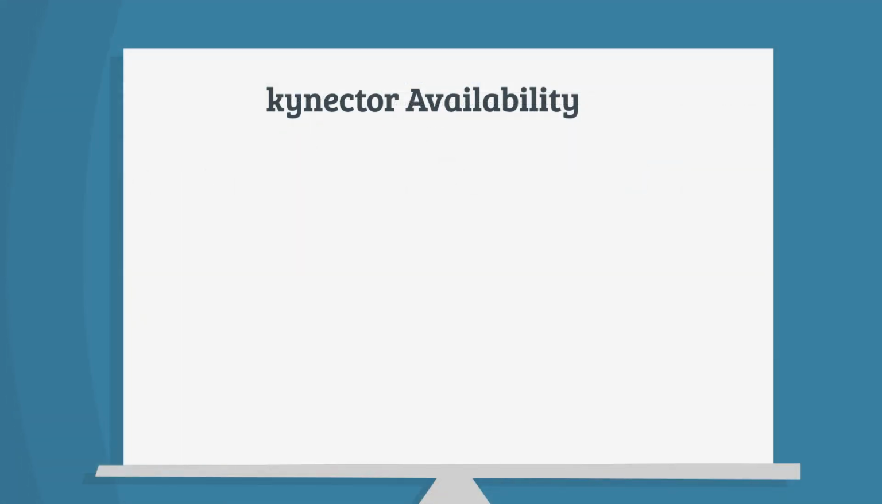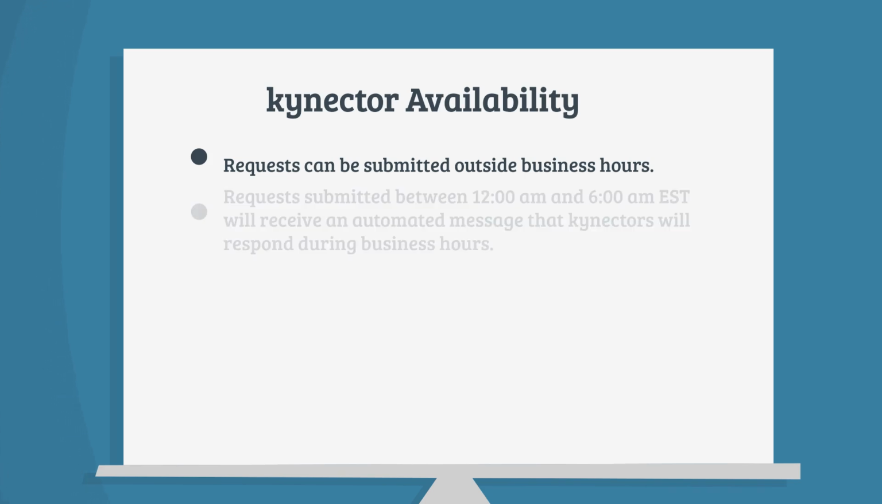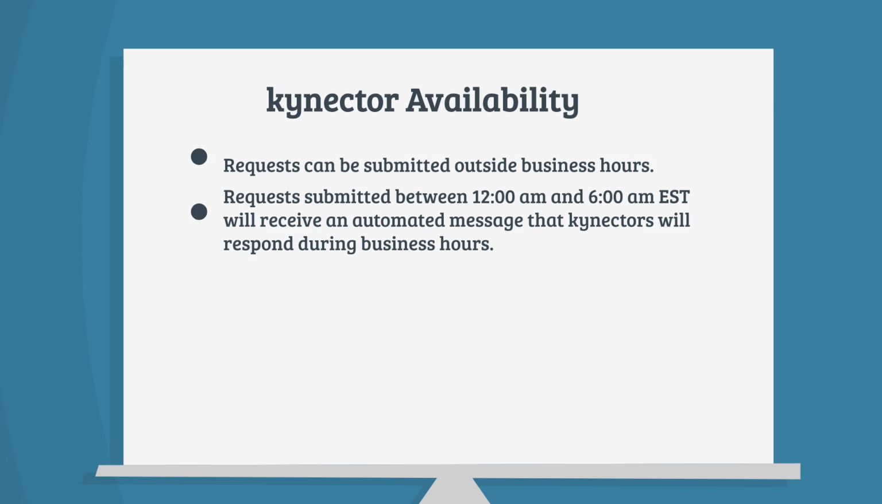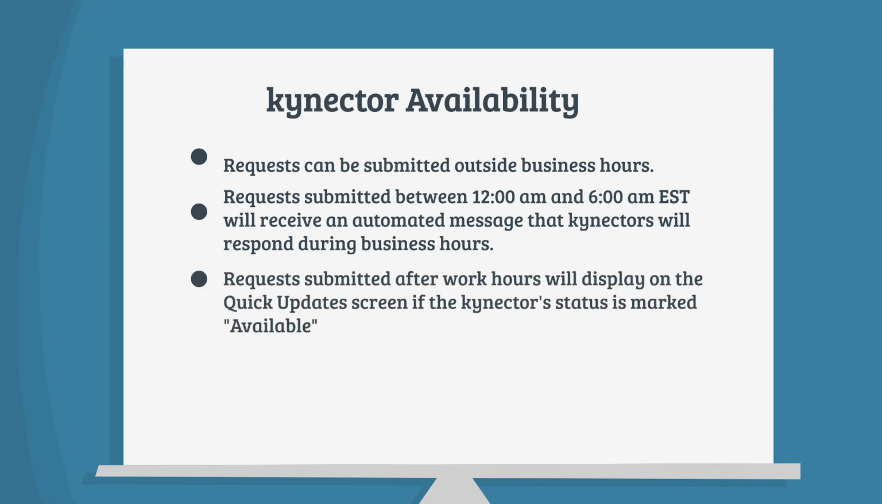One last note on kynector availability is that it is possible for an individual to submit requests for kynectors outside of normal business hours. In the event that an individual submits a Kynect On Demand request between the hours of midnight to prior to 6 a.m. Eastern Standard Time, a pop-up message displays letting them know that a kynector will contact them via their preferred contact method during normal working hours, depending on kynector availability. Once your day has begun, you will be able to view and assist these individuals via the Quick Update screen.